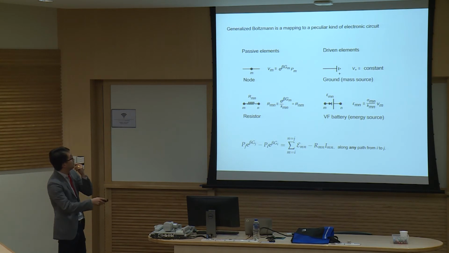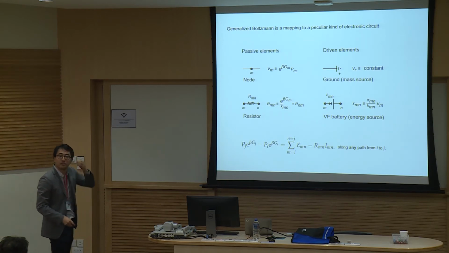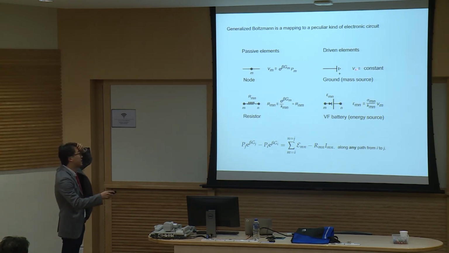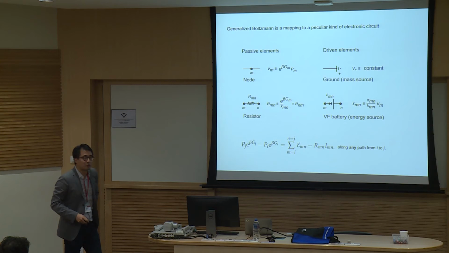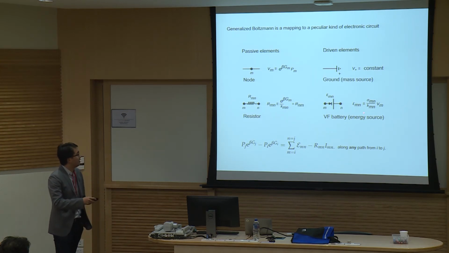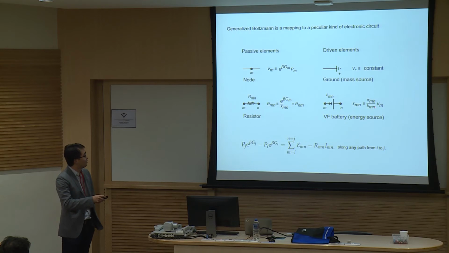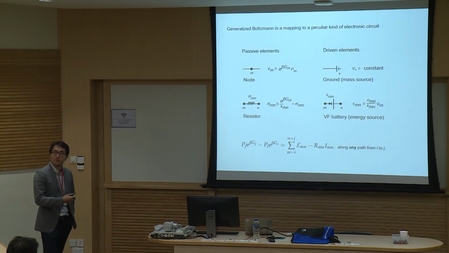Okay, and there's the driven elements, which I told you are the battery, which is an energy source, and there can also be a mass source, which corresponds to a ground, electronic ground. That's when a voltage is held constant. The reason why I say it's peculiar is that unlike most electronic circuits that you may be familiar with, the batteries are voltage dependent, right? So remember that the voltage drop is proportional to the actual voltage at this node. So there's inherent feedback to the battery. Other than that, the whole circuit behaves just like a regular electronic circuit.